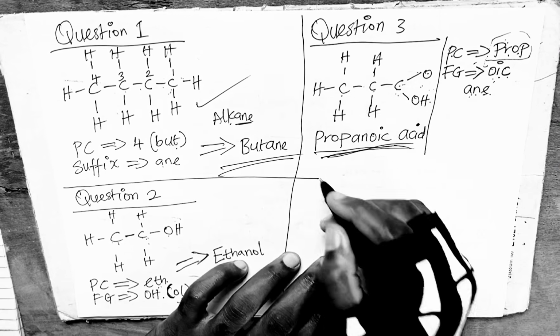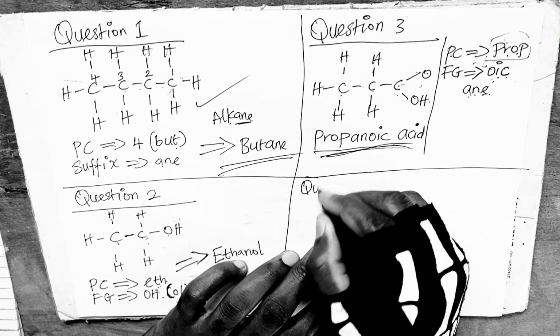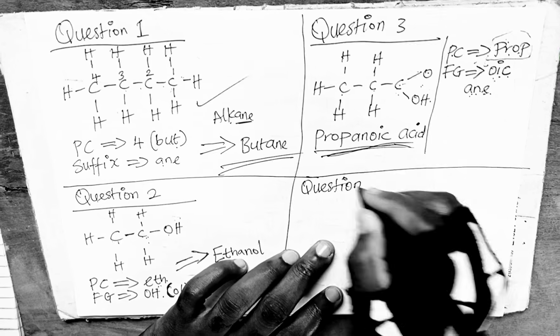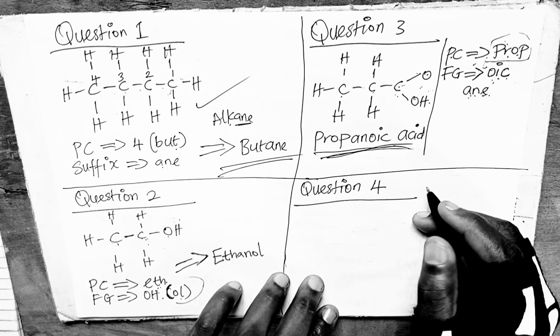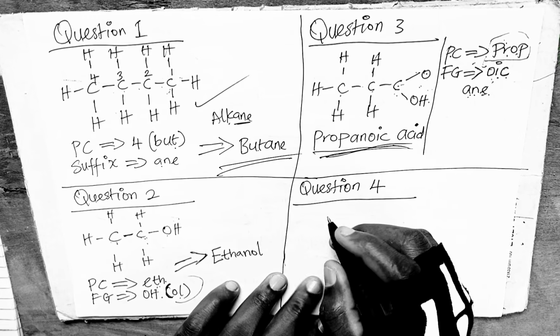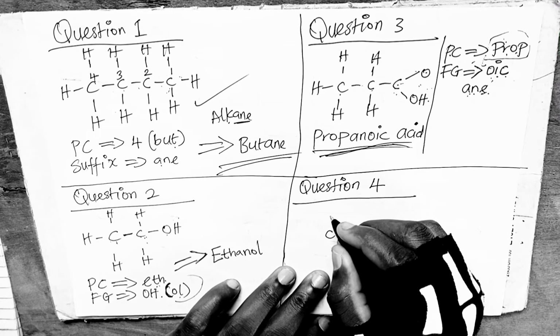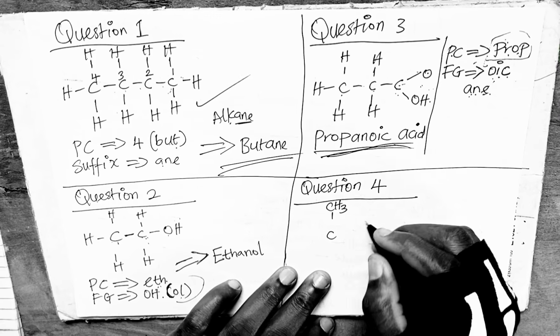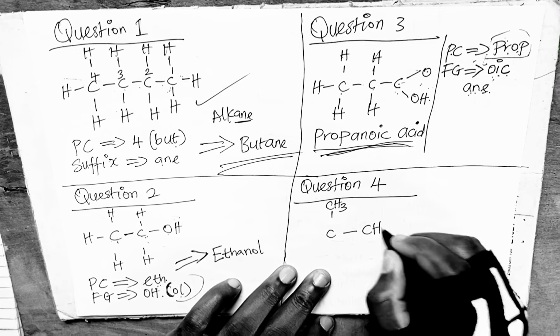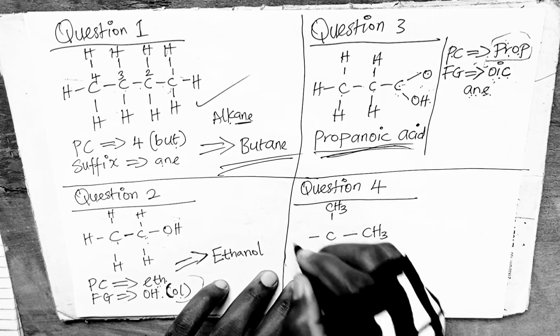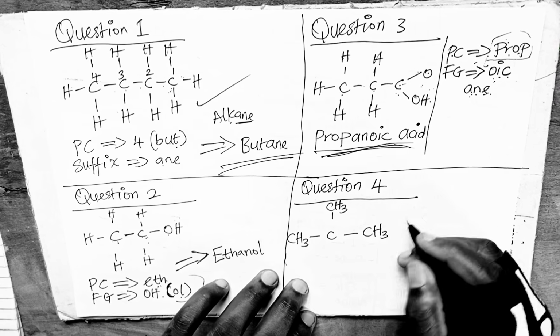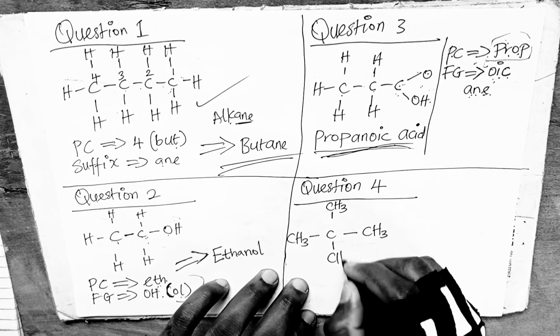All right. So the next question we have here is question 4. We have to be fast. Question 4, we have something like CH3. Then we have one here again, CH3. Then one here again, CH3. Then one here again, CH3.